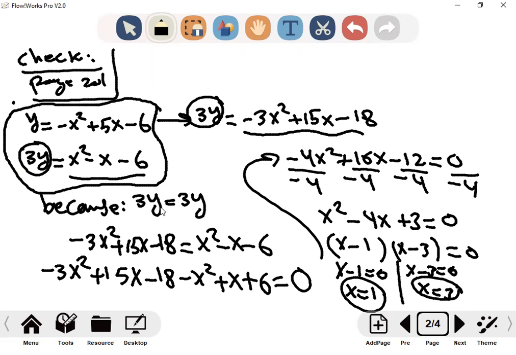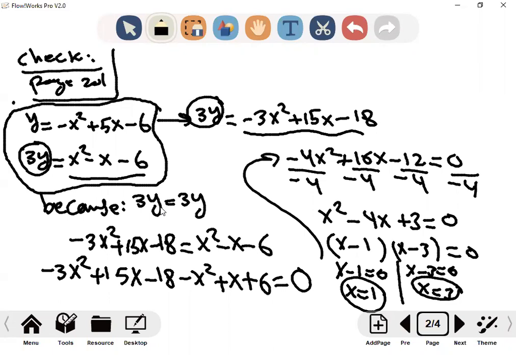Equal. Why? Because if I tell you that a equal 5 and b equal to a, b will be 5. So because 3y equal 3y, this expression here equals this expression here. I did that.